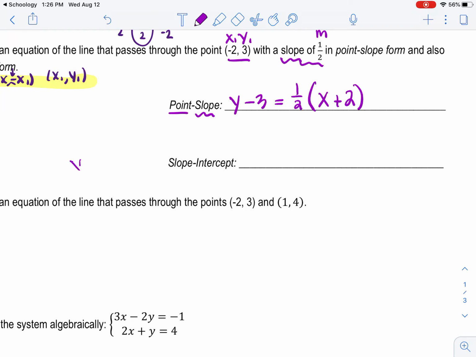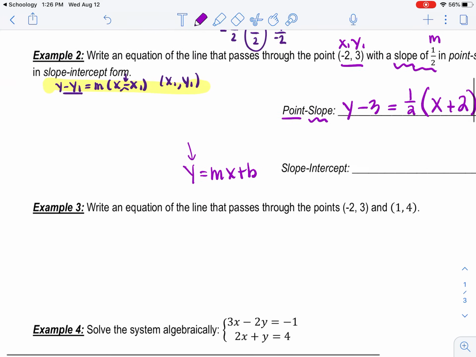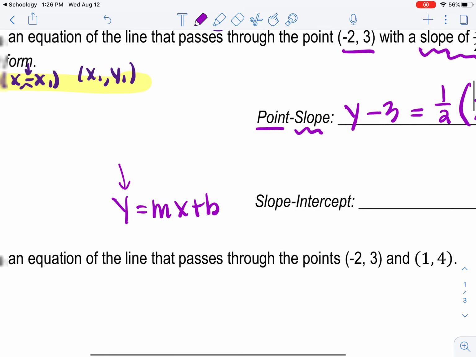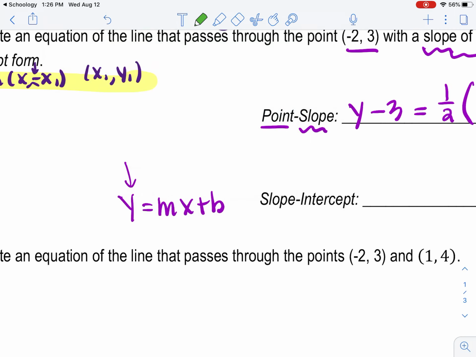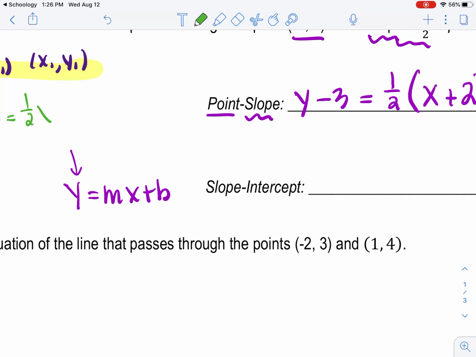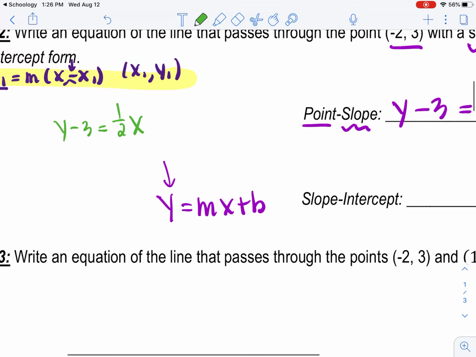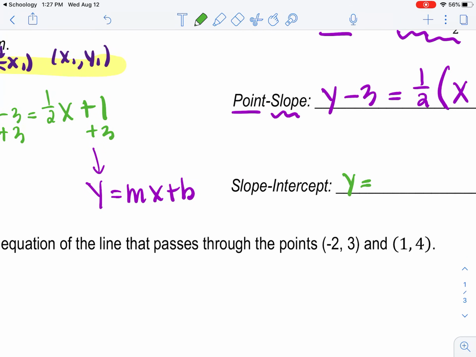Slope intercept form is y equals mx plus b. So if you look, y is by itself. So in this equation here, I have to get y by itself. So to get y by itself, I'm going to distribute the 1/2. Right? So I'll write this off to the side over here and change colors. So that's y minus 3 equals, distributing the 1/2, 1/2 times x, 1/2 x, 1/2 times 2, so half of 2 is 1. We do a lot of no calculator. This is all stuff we would expect you to do without a calculator. Add 3 to both sides, and you get y equals 1/2 x plus 4.